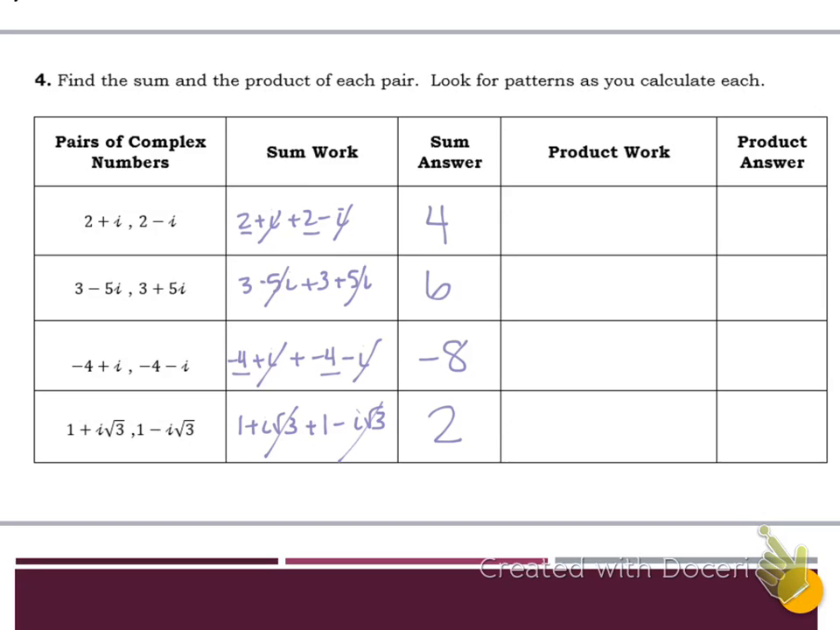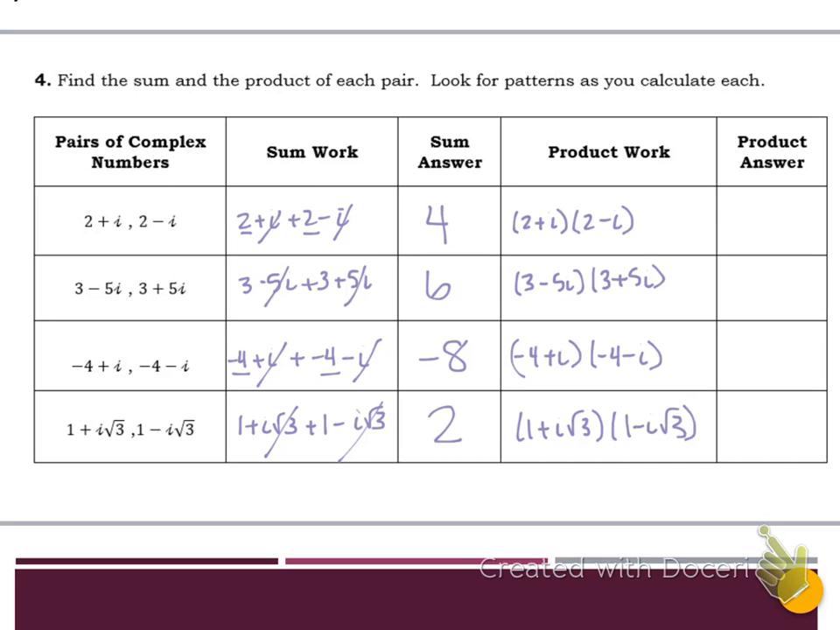Okay, my next set, we multiply them. So I'm doing 2 plus i times 2 minus i. This one I'm doing 3 minus 5i times 3 plus 5i. Negative 4 plus i times negative 4 minus i. And then my last set, 1 plus i square root 3 times 1 minus i square root 3. So we're going to either FOIL or box it up or distribute for all these.